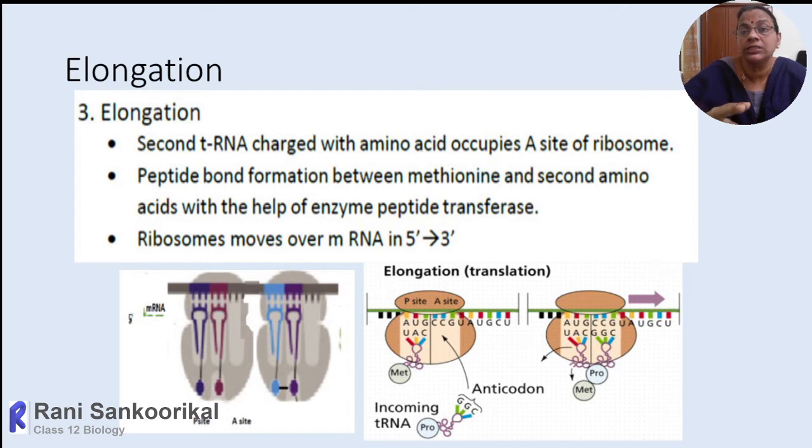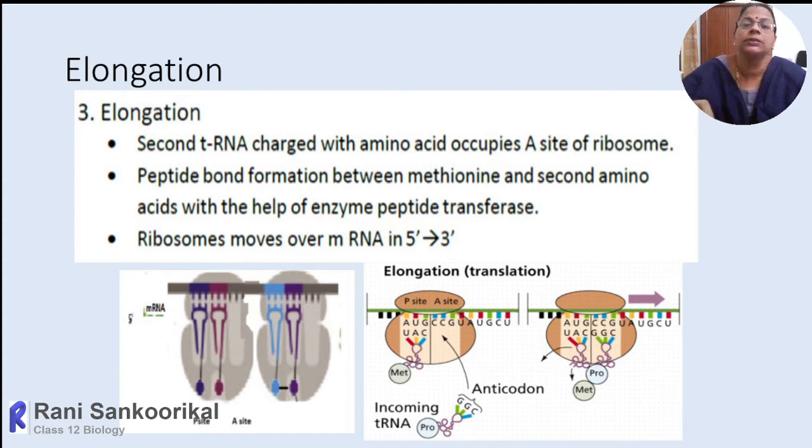So the amino acids in the P site and the A site, there the peptide bond formation will take place. The peptide bond formation is taking place in the elongation step. The peptide bond forms between the methionine and the second amino acid, say for example phenylalanine, with the help of an enzyme. The mediation of the enzyme is peptidyl transferase. Then again, the ribosome moves over.